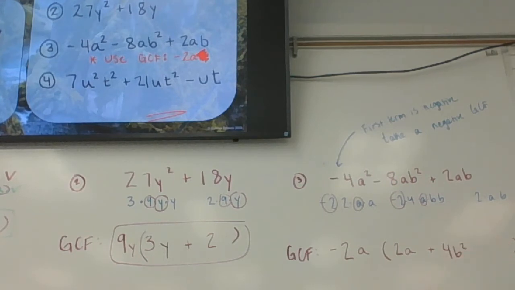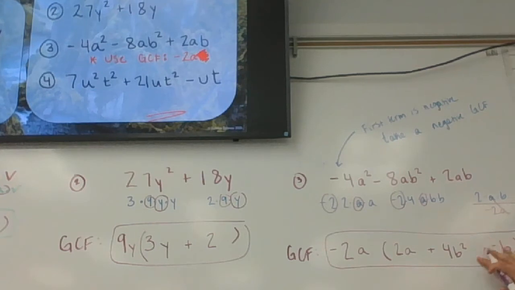And I don't have a negative 2 to take out of here. So if I divide negative 2a out, it's going to leave me with negative b. So taking a negative out is going to change this to be a negative value. And you can write plus a negative. I really like subtraction better.